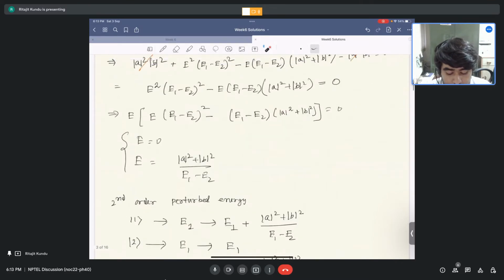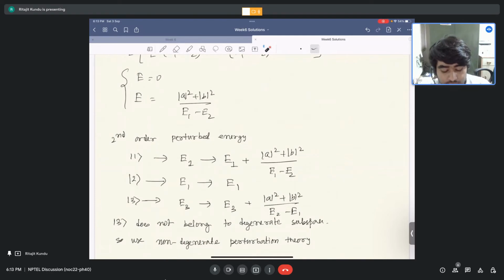Now let's write what the new modified energies of all of the states are. State 1, with initial energy E1 of H naught, after adding the perturbation and doing the second order perturbation analysis, gets this additional correction to its energy. But one other state which also belongs to the degenerate subspace does not get corrected at all, so it remains as it is. But we have not yet calculated E3, or this was the E2 in your Hamiltonian.